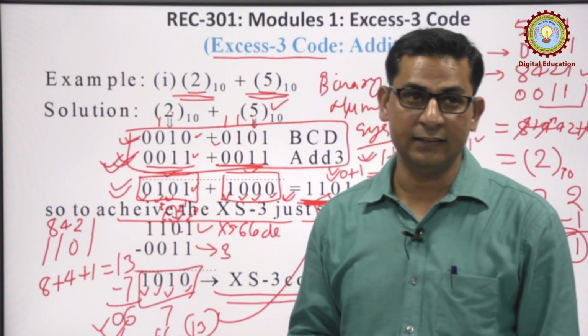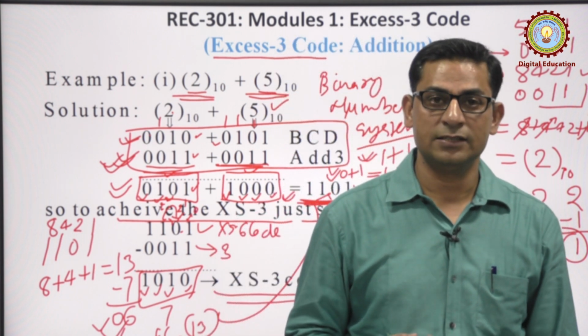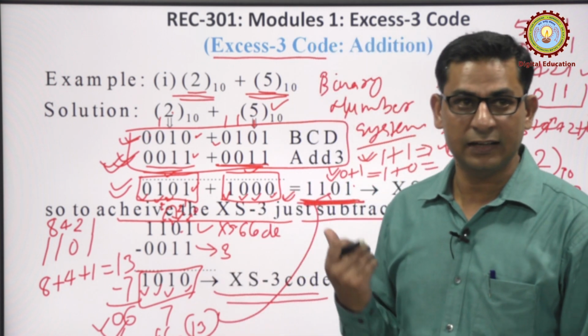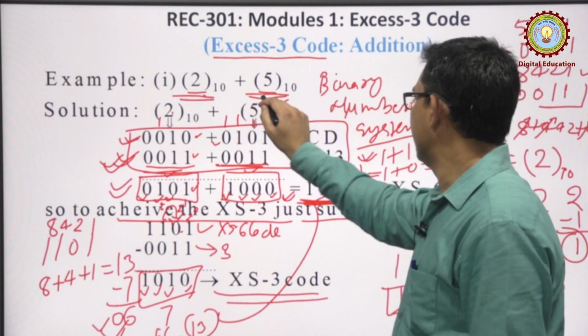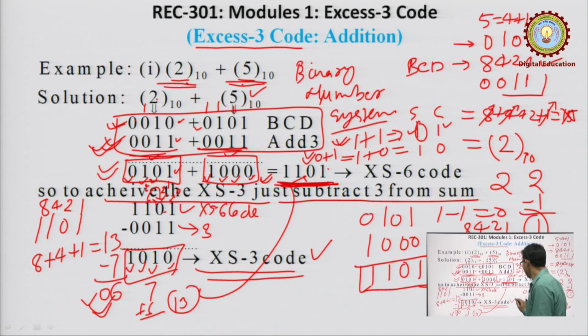If we add 3 to this as per the Excess-3 code requirement, that is, if we add the 3 to the decimal number, we will get the Excess-3 code. So, if we add 3 to the 7, we get 10, the equivalent of 10, which is the same answer. It means our answer is correct now.